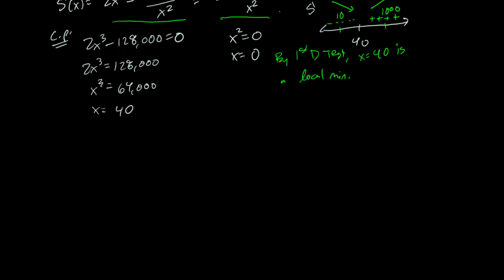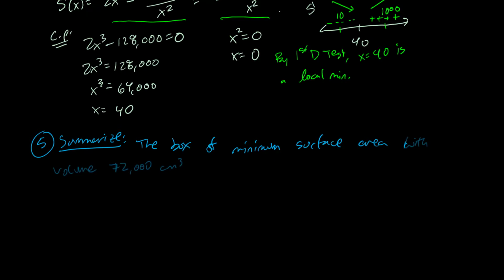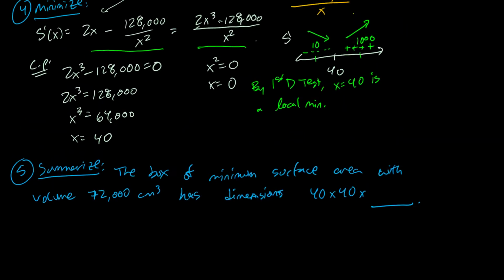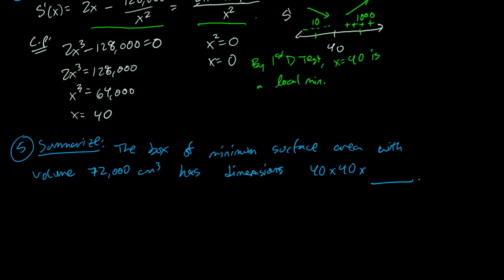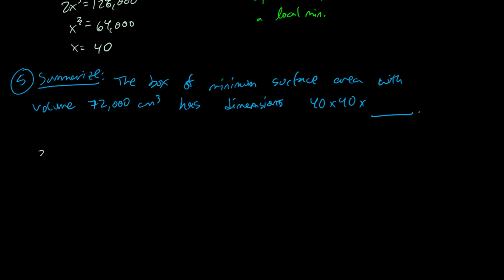All right, so lastly, we want to summarize what we said here. So what I know is the box of minimum surface area with volume of 72,000 centimeters cubed has dimensions 40 by 40, that's the base, times some sort of height. And we need to figure out what that height is. So we need to go back and find my y value here. And if I remember, my y value is 32,000 over x squared. So at that point, we just need to do some scratch work and say 32,000 divided by 40 squared, and you end up with 20. So my box is 40 by 40 by 20. And these are in centimeters, right?